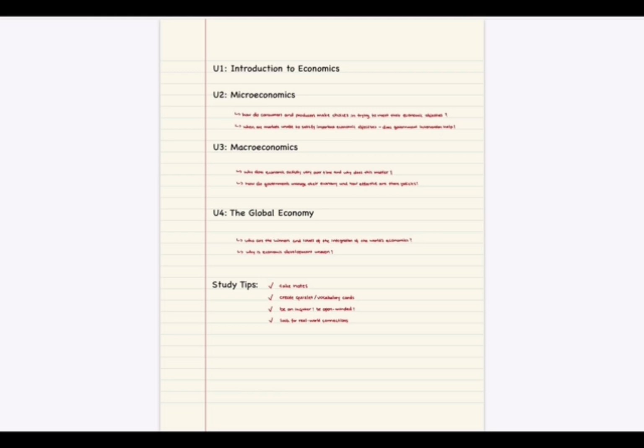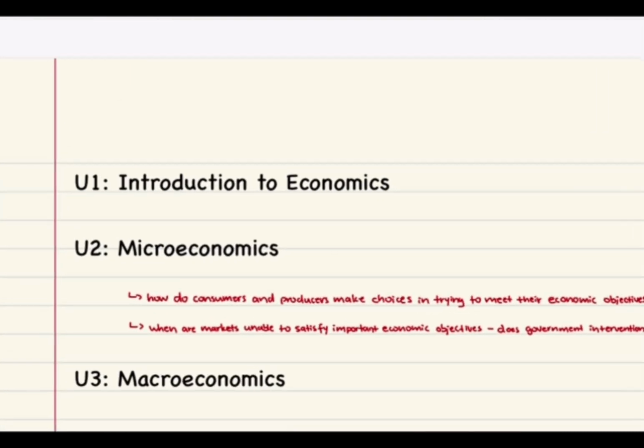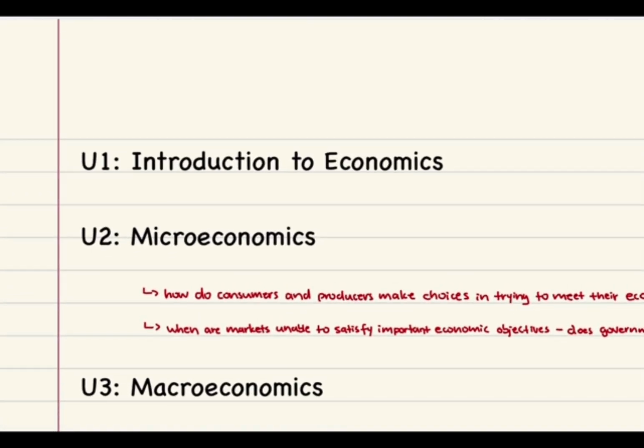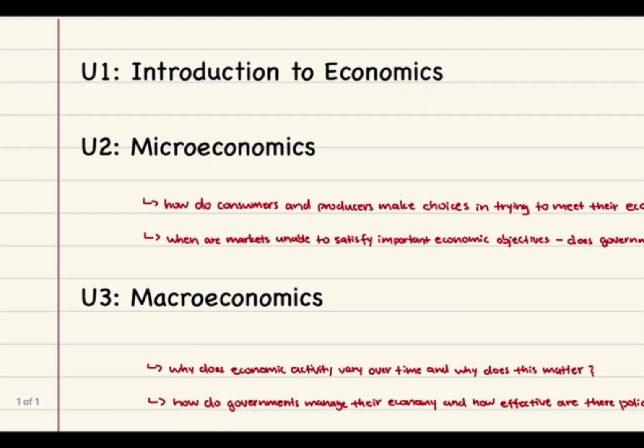Firstly, there are 4 units covered in IB Economics. The first unit is the Introduction to Economics, and this is where we give an introduction to the course as well as to the concept of economics. The second unit is Microeconomics.